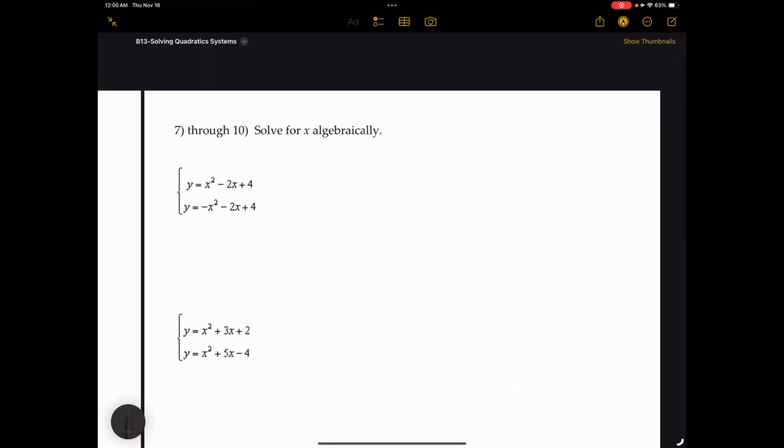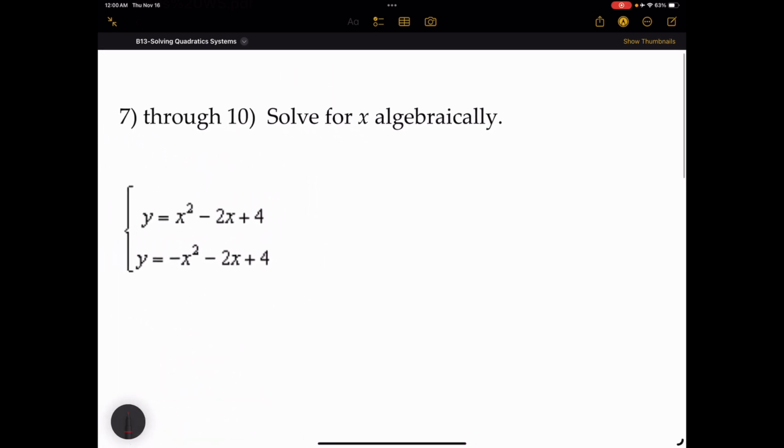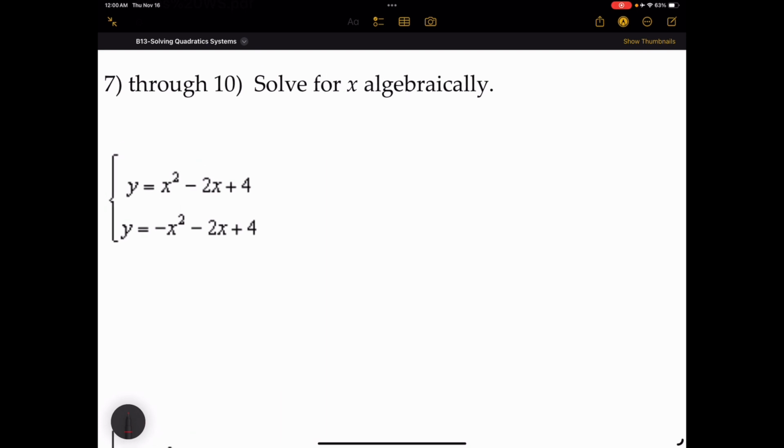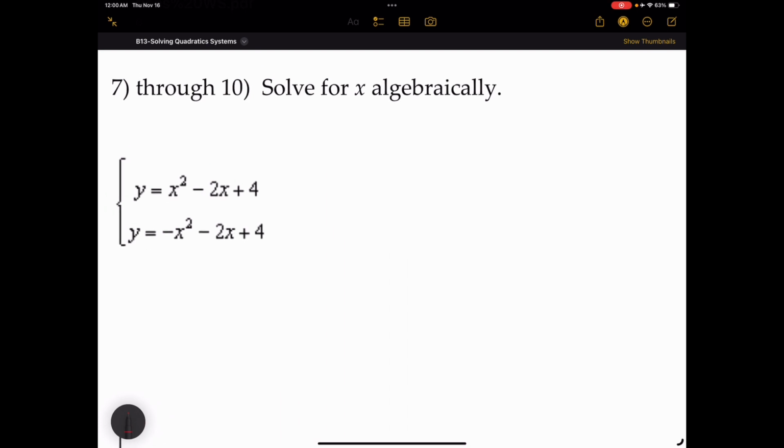Okay, moving right along. Let's look at number 7. 7 through 10 actually. All right, solve for x algebraically. So essentially what we've been doing. Okay, so they're both equal to y. So I can set them equal to each other. The only difference with this problem is that they're both quadratic. So my possible solutions are going to be two parabolas that cross like this at 2 points, or two parabolas that touch at 1 point, or we just have two parabolas that never intersect. They're disjoint.